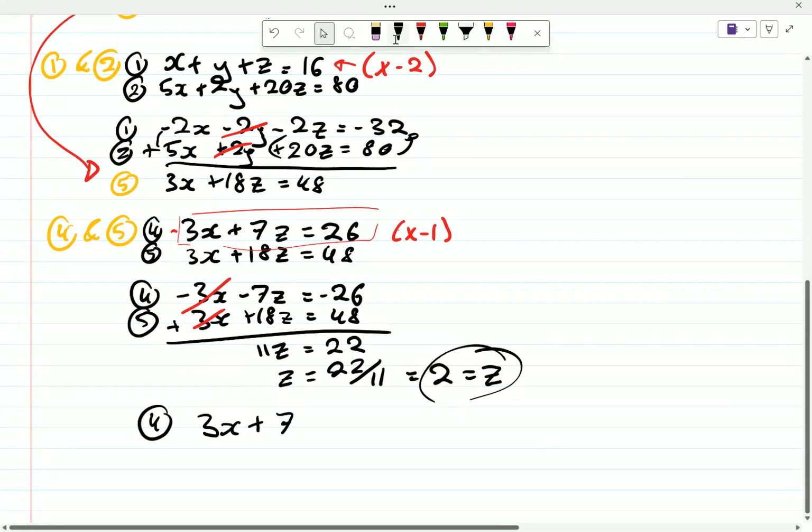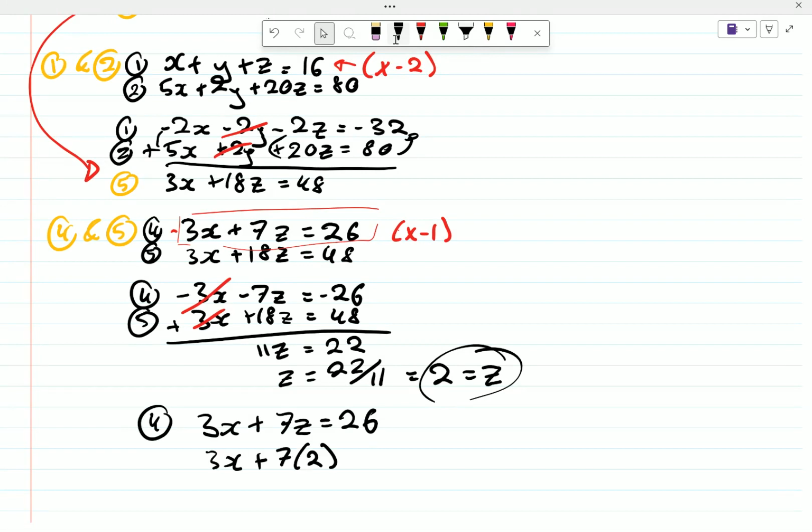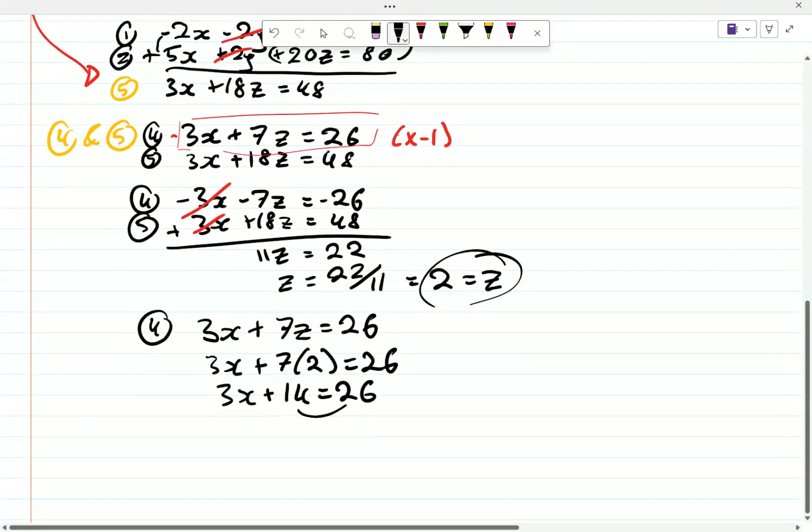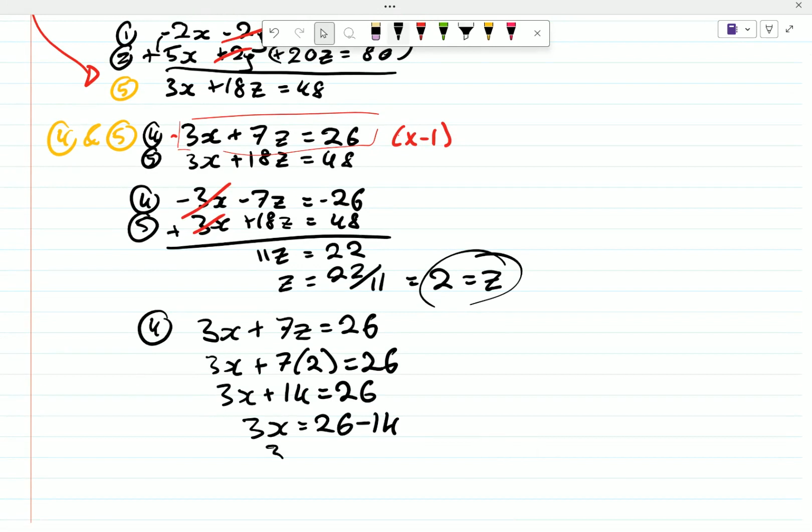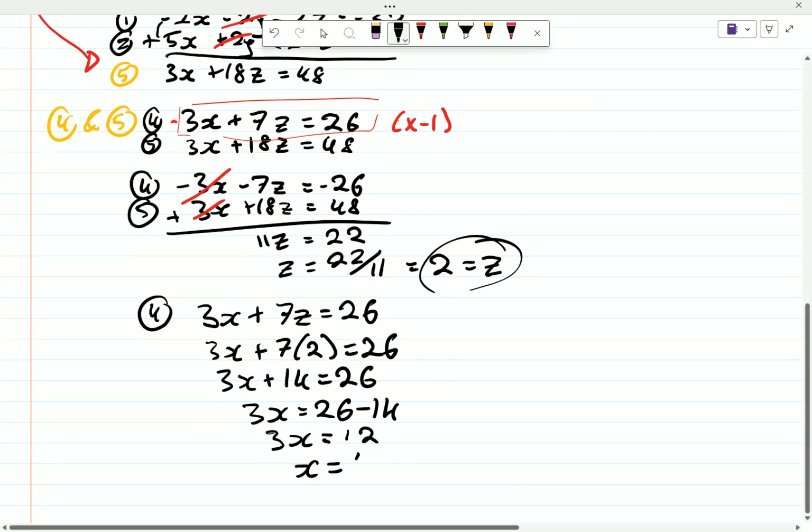3x plus 7z is equal to 26. Now sub in our value for z: 7 times 2. So that's 3x plus 14 equal to 26. We can bring this 14 across. 3x equals 26 minus 14. 3x equals 12. x is equal to 4.